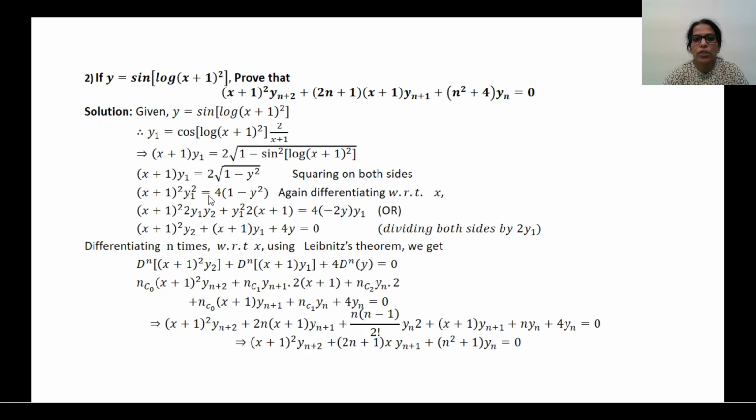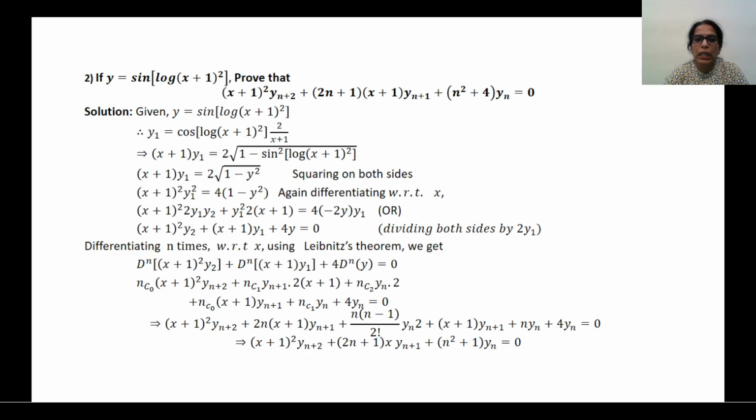So again differentiate this with respect to x. Go for the product rule. X plus 1 whole square, and what is the differentiation of y1 square? It's 2y1 into y2. Plus, since it's a product rule, y1 square as it is, and the differentiation of x plus 1 whole square is 2 into x plus 1, which is equal to 4 as it is constant, the differentiation of 1 is 0. The differentiation of y square is minus 2 into y into y1.